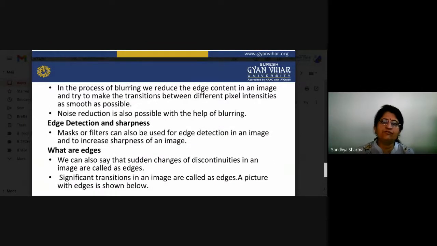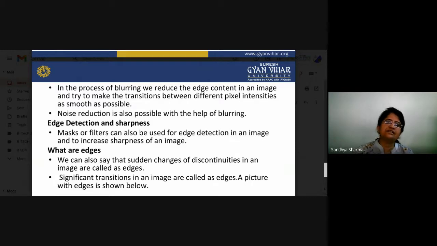In the process of blurring, we reduce the edge content in an image and try to make the transitions between different pixel intensities as smooth as possible. Noise reduction is also possible with the help of blurring.